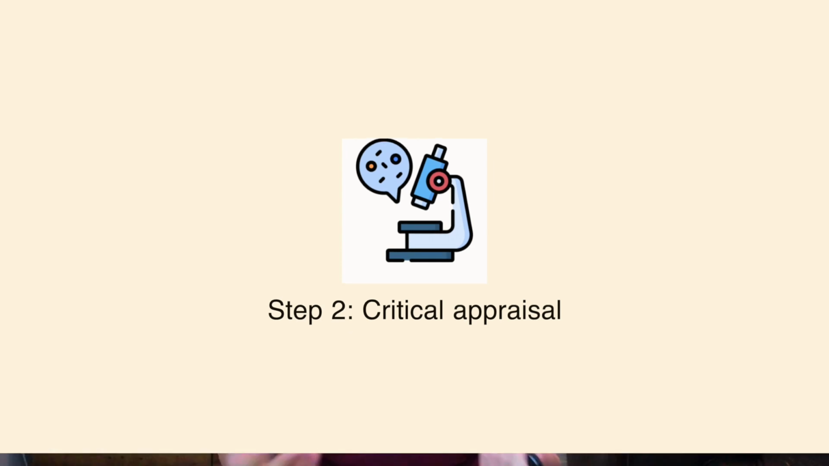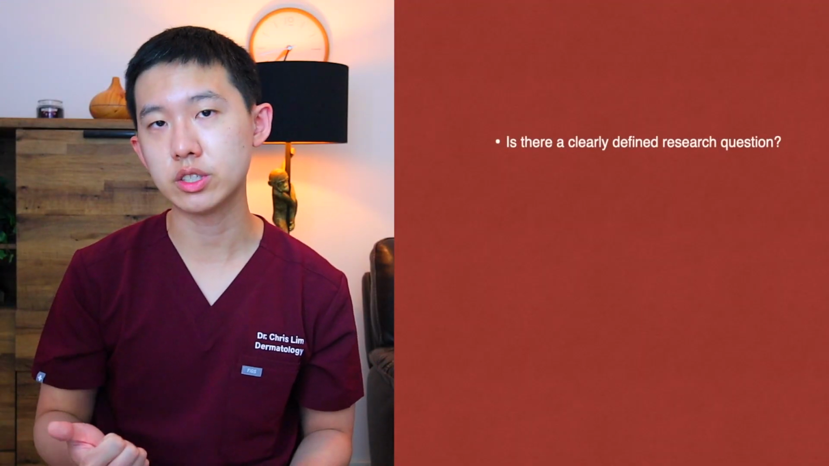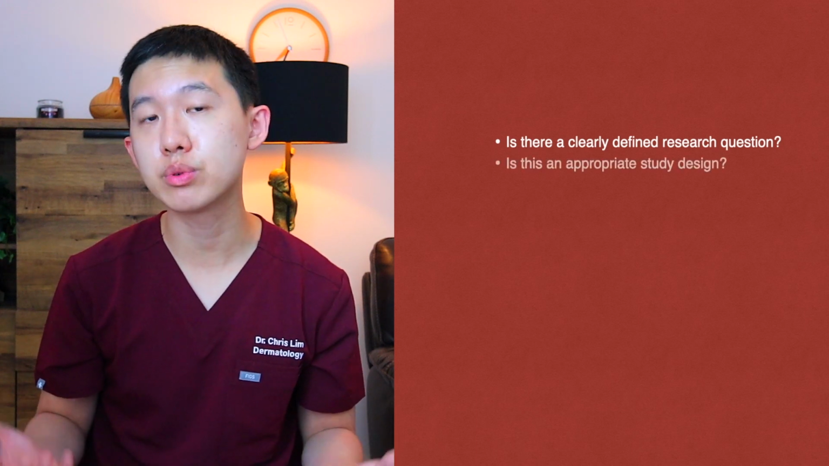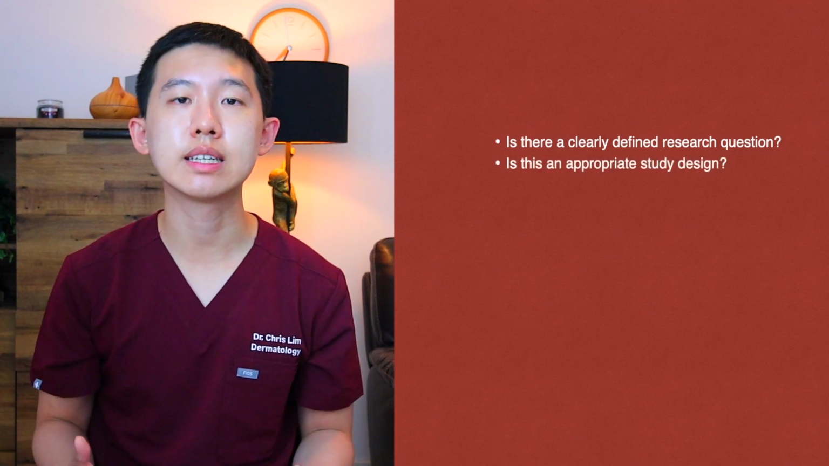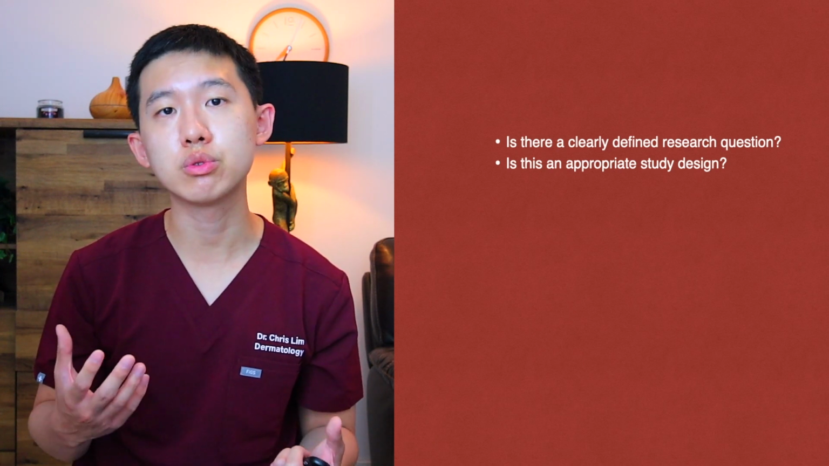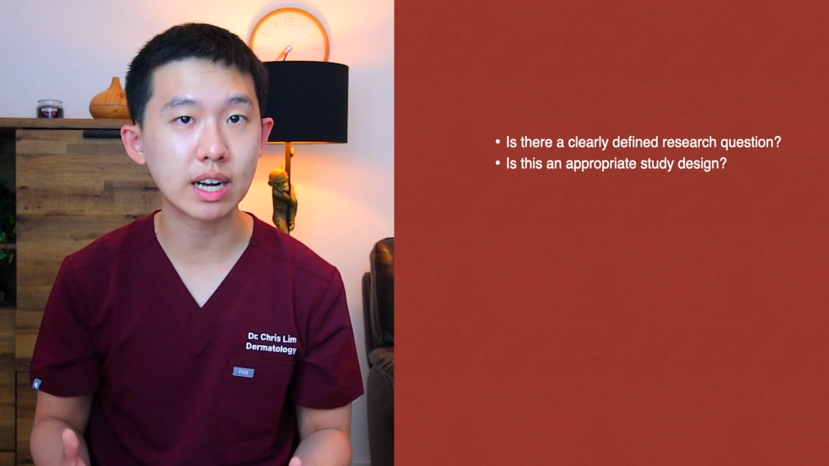Step 2, critical appraisal. After you've understood what this paper is about, you then go a bit deeper into interpreting and critically appraising it. I've split this into 2 main parts. Part 1, methodology of the study, and part 2, the results of the study. In terms of the methodology of the study, you want to ask yourself, is this a clearly defined research question? Is this research question even needed in the first instance? Next, is this an appropriate study design? Now, different study designs have different strengths and weaknesses, and so it's important for you to find out if the authors have chosen the right study type.